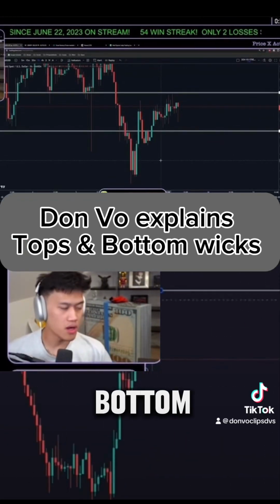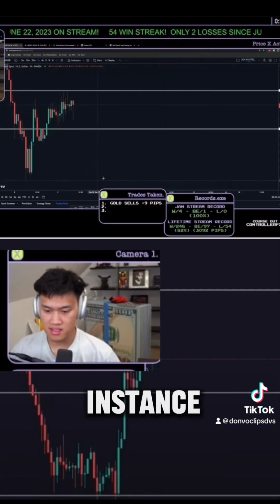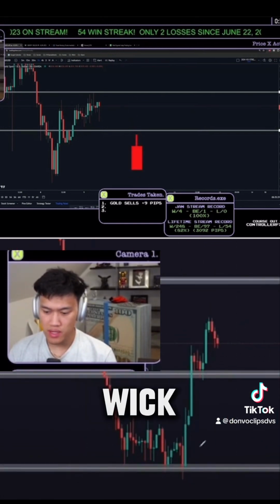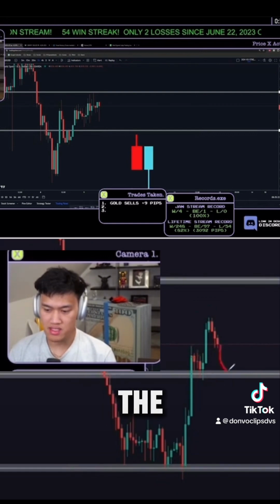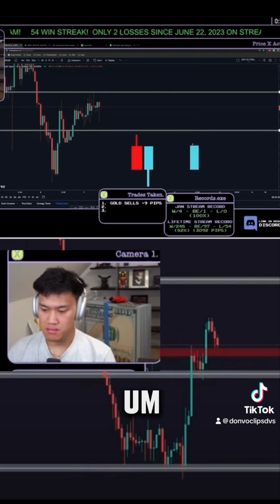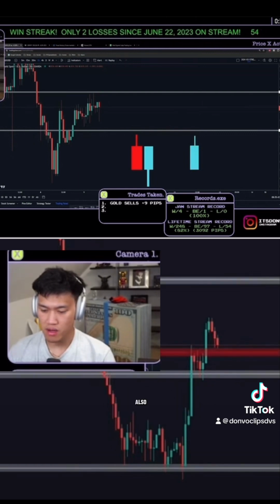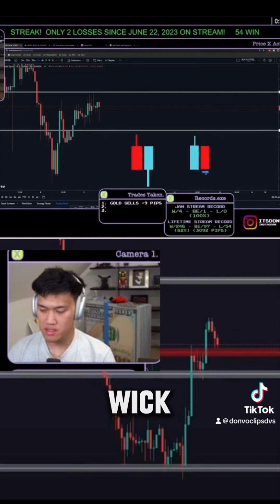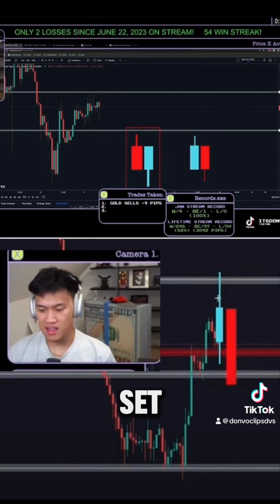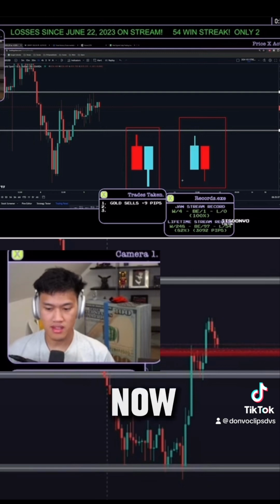Can you explain the top and bottom wick, Don? What about it though? There's different types of tops and bottom wicks, right? For instance, there's a bearish closure of no bottom wick. There is a bullish candle of no top wick. This is the same thing, just vice versa. There's also a bullish closure with no bottom wick, and there's also a bearish closure with no top wick. So there's a huge difference between this set and this set, right? Huge difference.